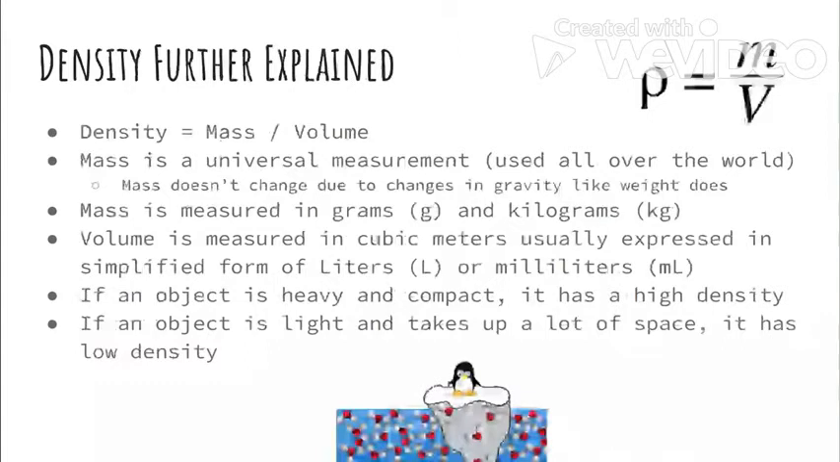So if we were doing an experiment and taking different measurements of our weight on Earth compared to our weight on the moon, we would come to find out that we weigh more on Earth than we do on the moon, but our mass would stay the same in each location. And that's why a lot of scientists end up using mass, because it's universal and it doesn't change due to gravity. Mass is measured in grams and kilograms. Volume is usually measured in cubic meters. This is usually expressed in liters or milliliters.